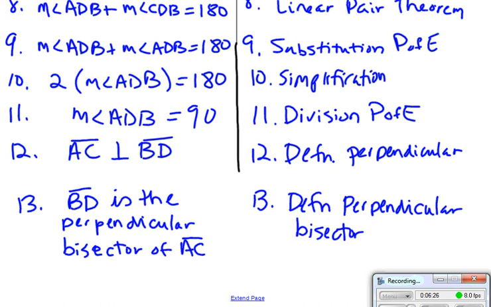Whew! Good news is that's the longest proof in this set of notes. The final two proofs are a little bit shorter, a little bit easier to follow. Let's take a look at the next one.